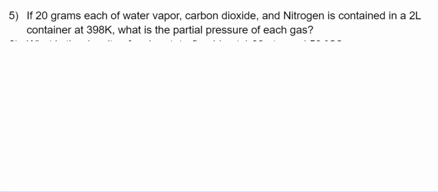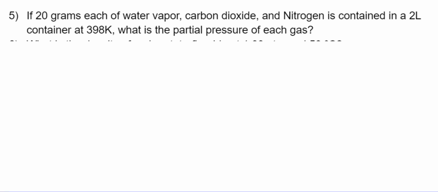All right, number 5 isn't too bad, but it introduces a new concept to us, which is called partial pressure. So it gives you 20 grams of 3 different gases. It gives you a volume and a temperature, and it wants the partial pressure of each gas.